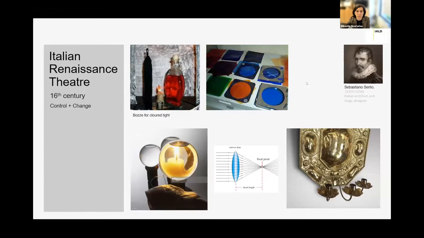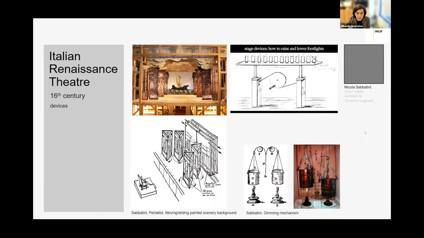Nicola Sabatini was much more elaborate in the mechanisms he created. So there are some sketches that are attributed to him. Some others he recorded in his treatises. I find very interesting, for example, mechanisms he devised for changing the scenery. So they would be revolving around those triangular prisms, they would change or they would slide across. And those were called periacti. Probably in English, I don't know exactly how it's called, but it's written down here.